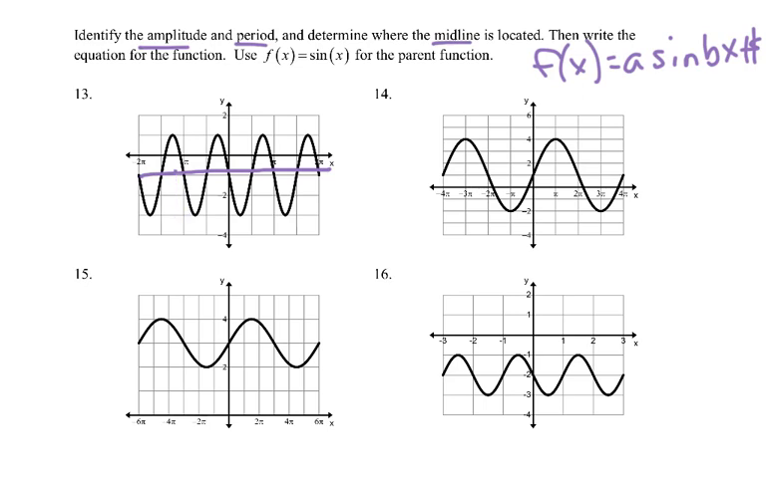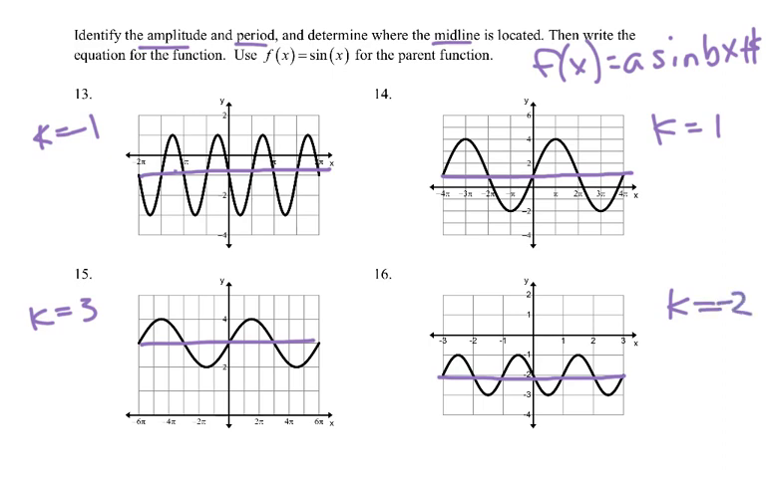Again, top to bottom, then cut it in half. So from 4 down to 2 would put us at 1. So over here on 13, k would equal -1. On 14, k would equal +1. If we look at 15, you can definitely see it's right there. k equals 3. Here, k equals -2.